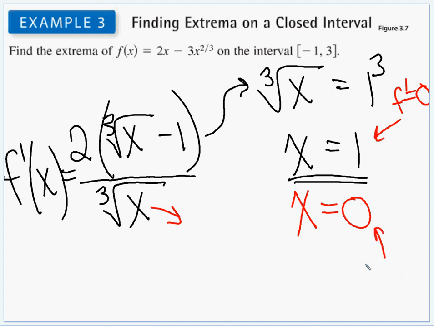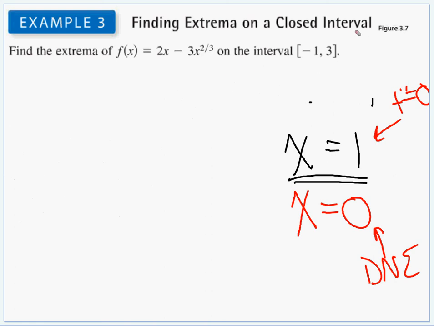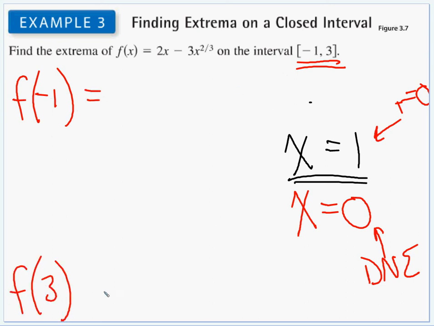So we've got 2 critical numbers, and we've also got our endpoints. So we are going to check these out. We're going to do f of -1, that's one of our endpoints. We're also going to check f of +3, that's our other endpoint. And then we have two interior critical numbers. We're going to check out f of 0 and also f of +1.